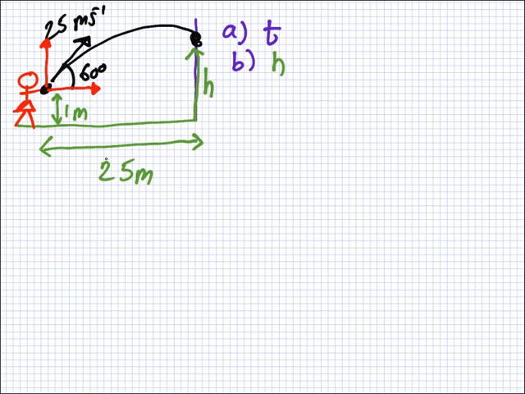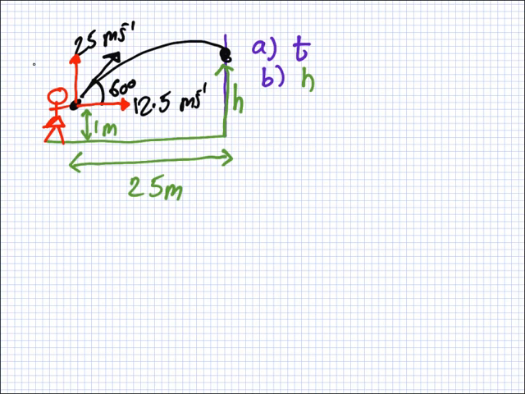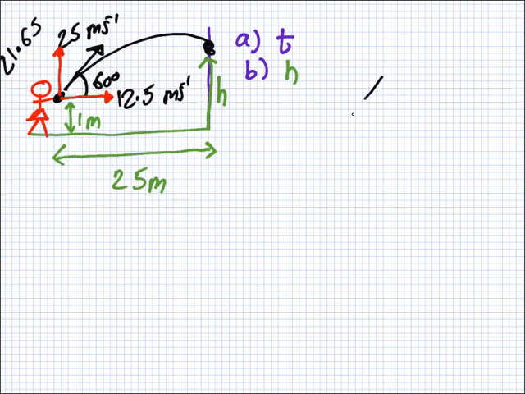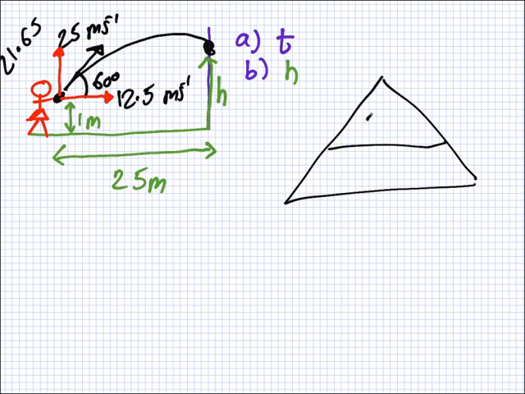But anyways, before we even talk about that, can someone tell me what the 25 cos 60 was? 12.5. Okay. And the other one? 21.65. Okay. If I look horizontally, I know the distance is 25. Distance, speed I know is 12.5. So the time I can know. The time will be 2 seconds, won't it?